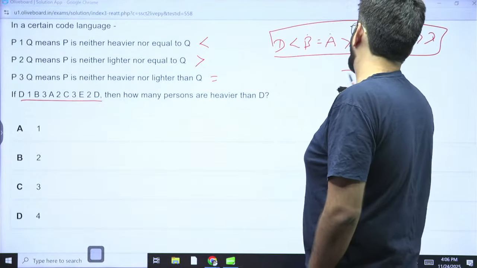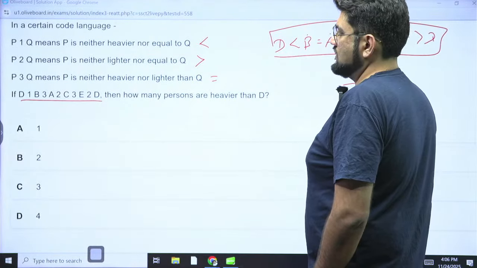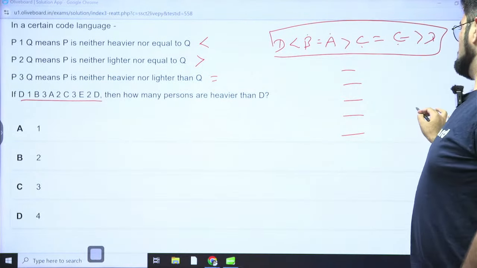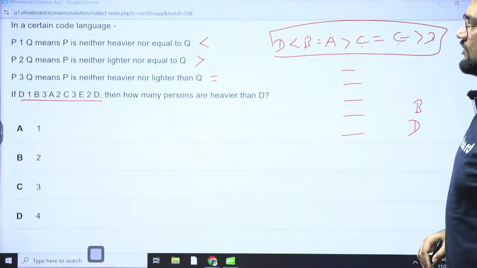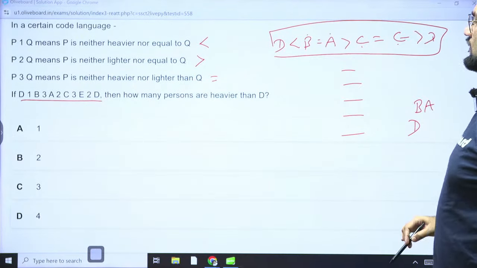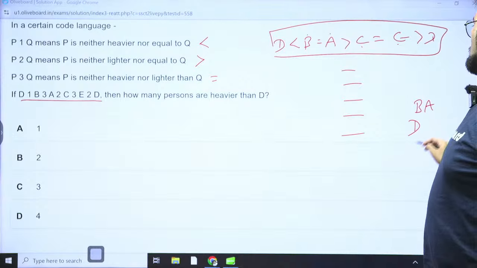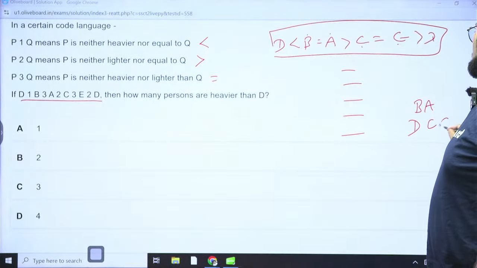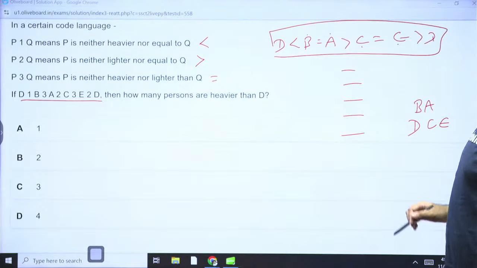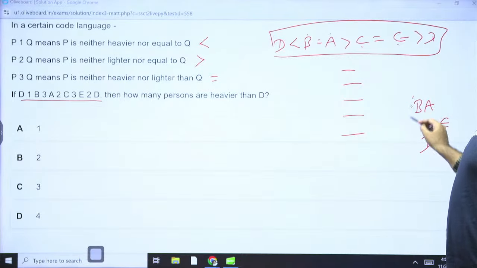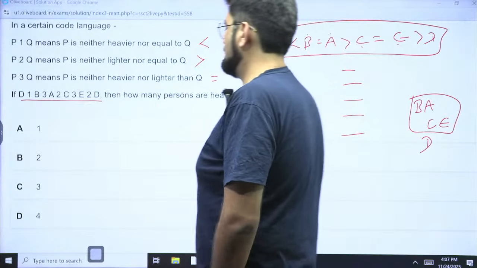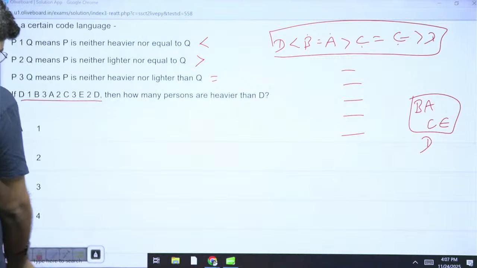Or what you can also do is arrange A, B, C, D, E as 1, 2, 3, 4, 5. You can arrange it like this. Now we know that D is less than B, so B is greater than D. B is equal to A, so B and A are equal. Now A is greater than C. Now C is equal to E, and E is greater than D. Correct? So if E is greater than D, we know that B, A, C, E, all these 4 people are heavier than D for sure. That means D is the lightest. We don't know their arrangement, but we know that they are all heavier than D. So our correct answer is going to be option 4.